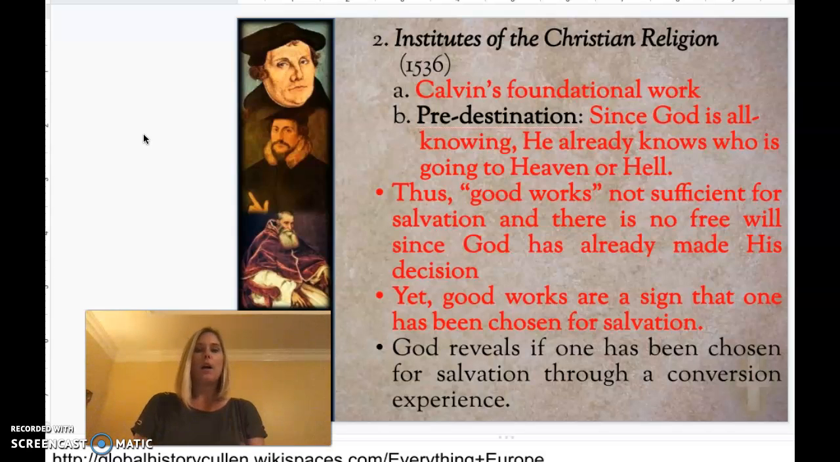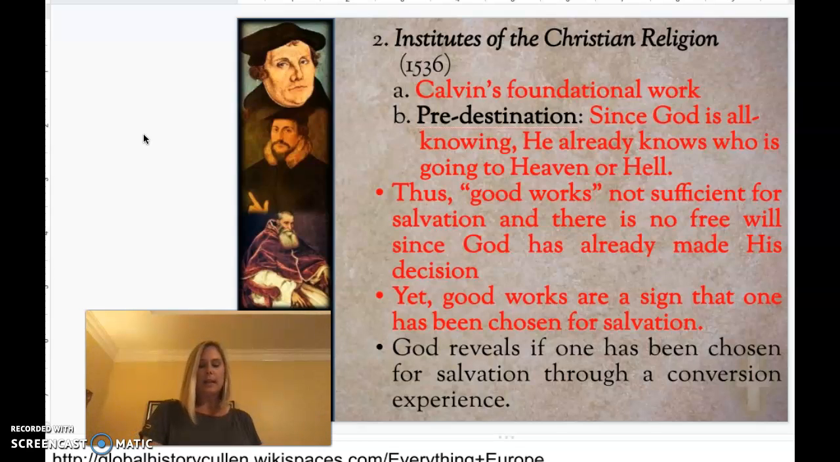The heart of Calvin's beliefs is predestination. So here is what he believed, that God is all-knowing, and because of that, he already knows who is going to heaven and who is going to hell when we die. So it has already been predetermined or predestined. So according to Calvin, good works will not be sufficient for salvation. Okay, and there is no free will since God has already made his decision.